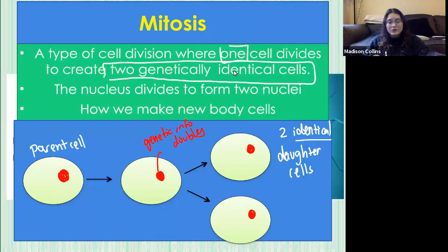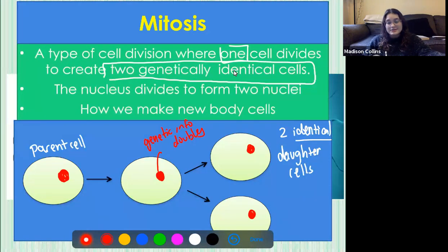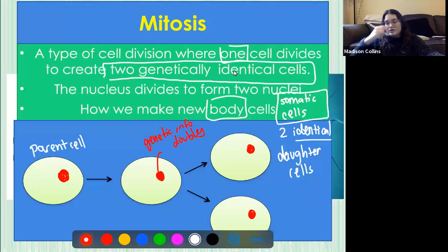And again, we need to know that this is how our body cells make new body cells. You will also see the word somatic cells used for this. Somatic is just another word for body cells. This means that your skin cells, your nerve cells, your muscle cells all reproduce through mitosis. This is how new body cells and new somatic cells are made.